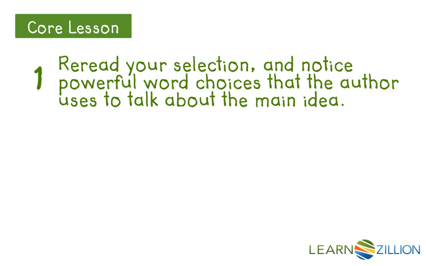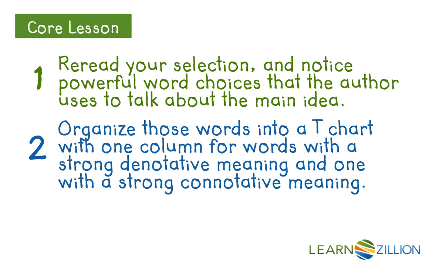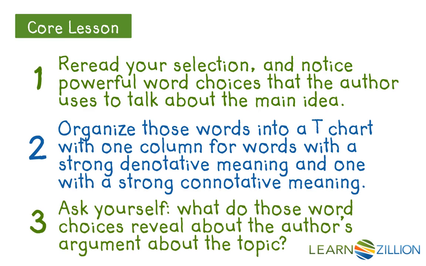So, the first thing I did was to reread my selection and notice powerful word choices that the author uses to talk about the main idea. The second thing was to organize those words into a T-chart with one column for words with a strong denotative meaning and one with a strong connotative meaning. And the third thing was to ask myself, what do these word choices reveal about the author's argument about the topic?